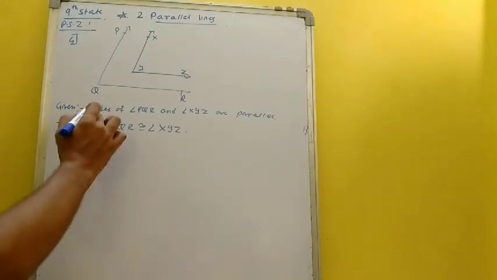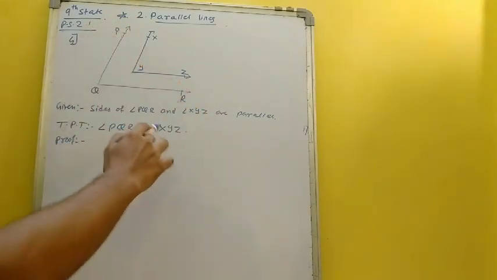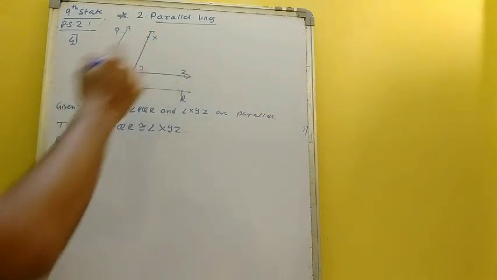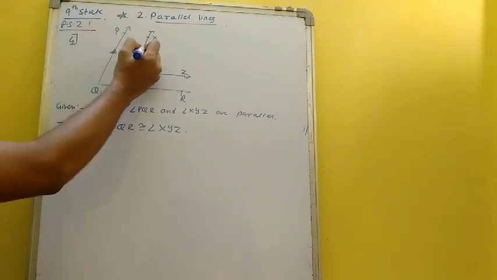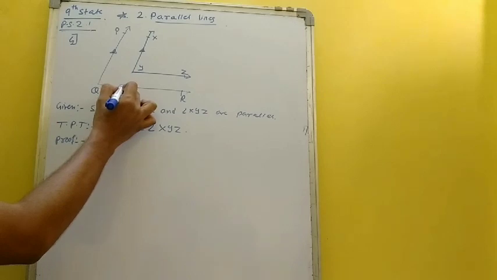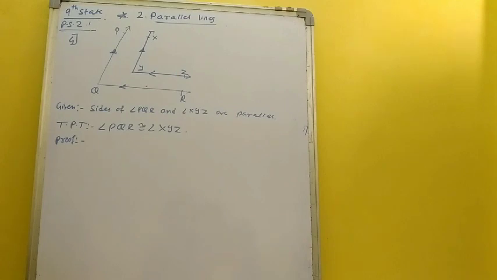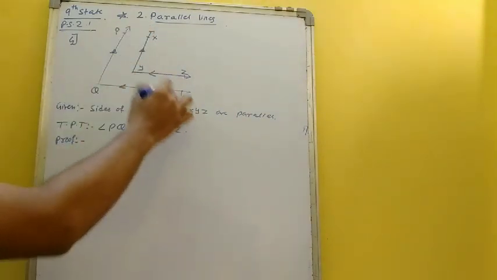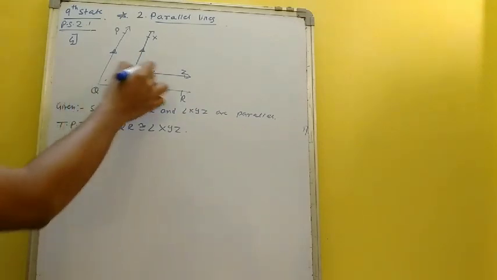Okay, it is given that sides of angle PQR and XYZ are parallel to each other. That means this is parallel to this and this line is parallel to this. We know that these sides are parallel. XY is parallel to QR. YZ is parallel to QR and XY is parallel to PQ. We need to prove that angle PQR and this angle are congruent.